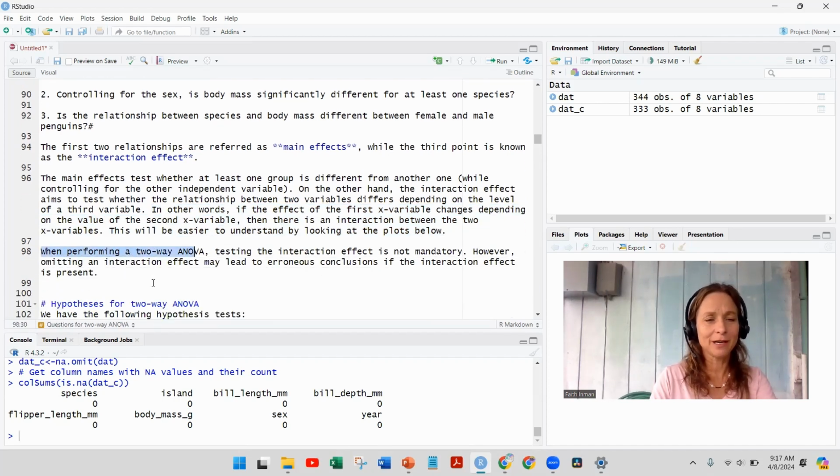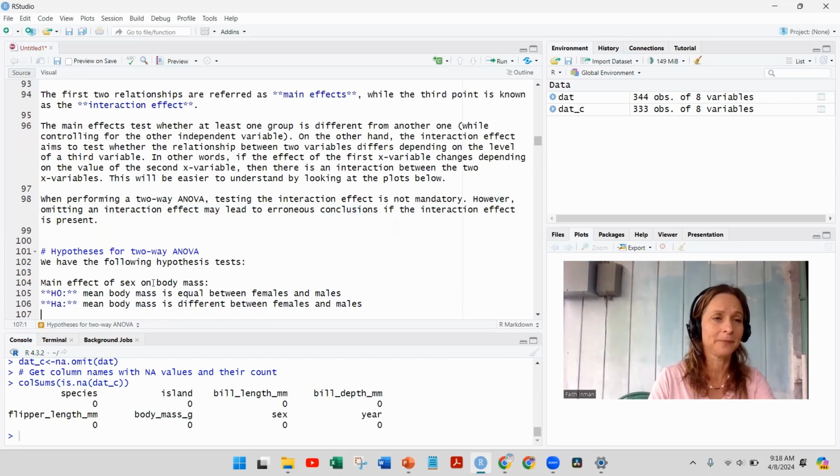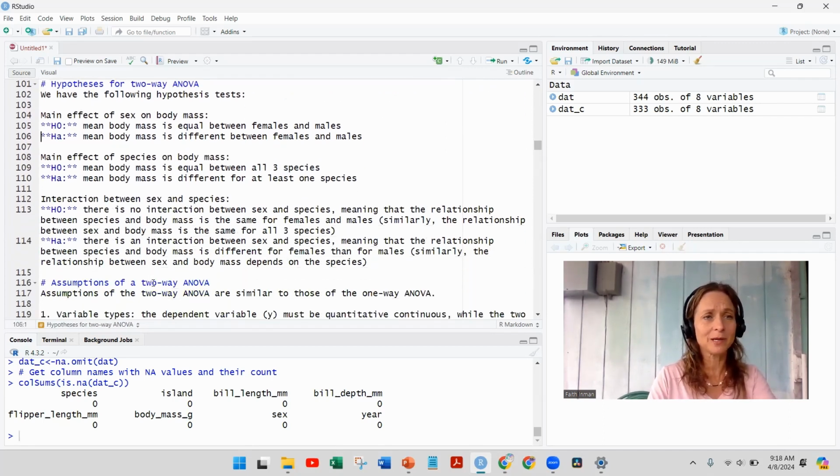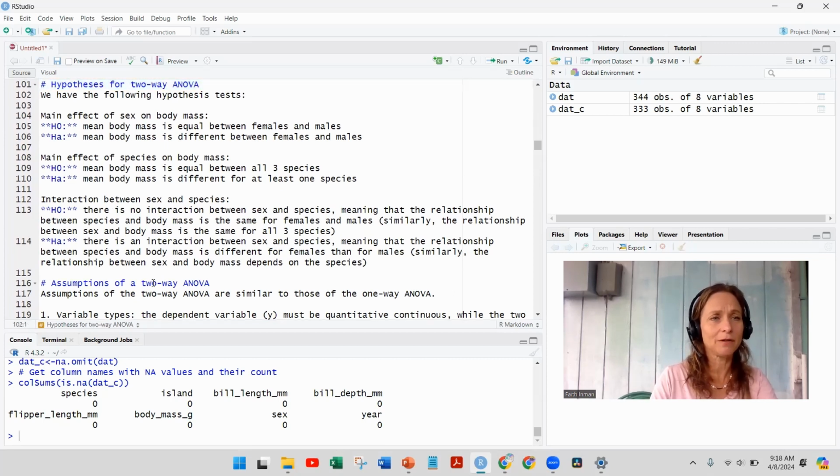When performing a two-way ANOVA, testing the interaction effect is not mandatory. However, omitting an interaction effect may lead to erroneous conclusions if the interaction effect is present. So you really do need to look at it. Now our hypotheses. Hypotheses, again, are a little bit more complex as we get into these more complex analyses. So hypotheses for a two-way ANOVA. We have the following hypotheses test.